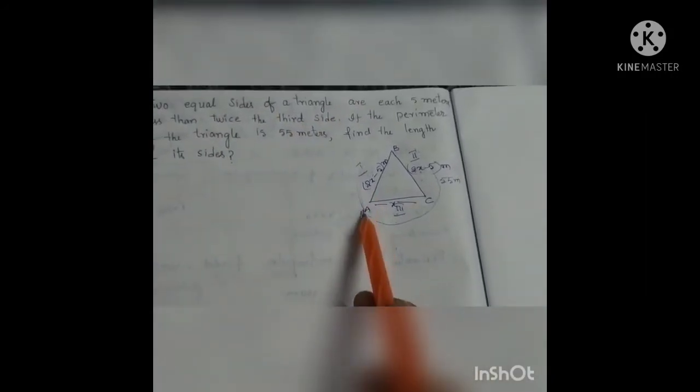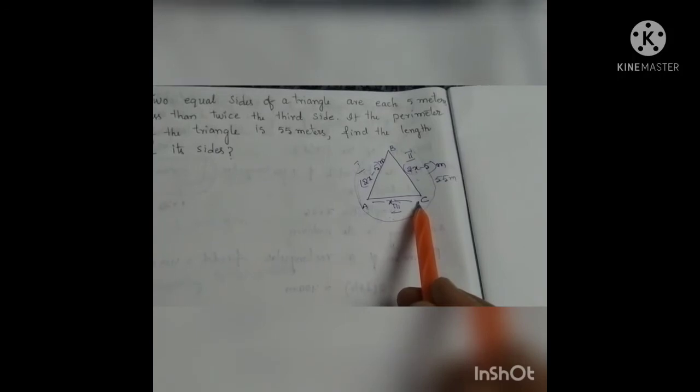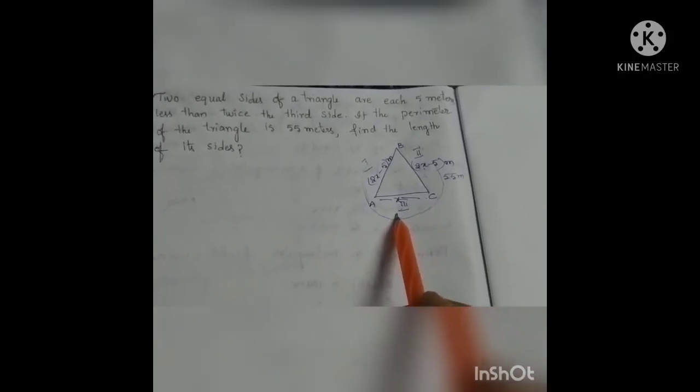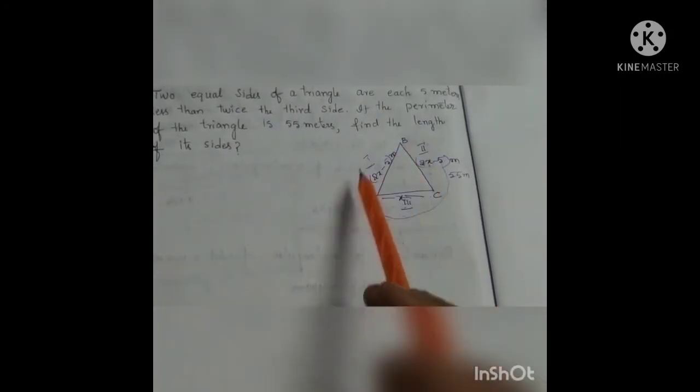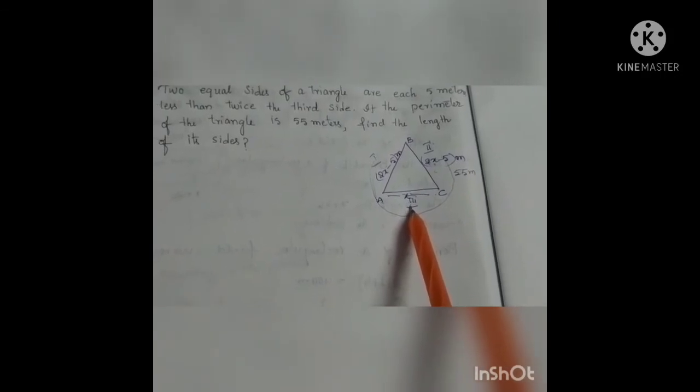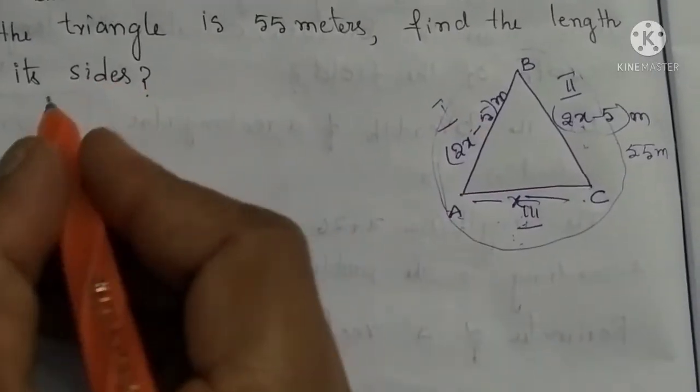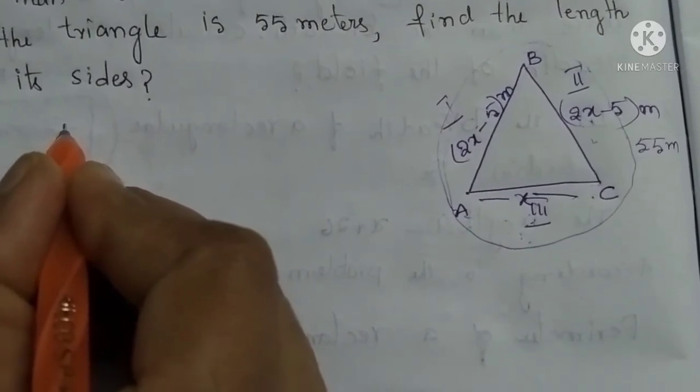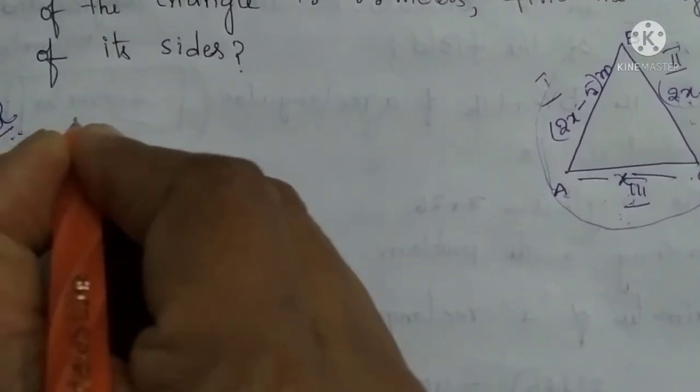According to the problem, two equal sides of a triangle, so AB is equal to BC. Understand? And the third side is x. If the perimeter of the triangle is 55 meters, perimeter means all sides added is equal to 55. Find the length of the sides. Understand, children? Now, take the solution.